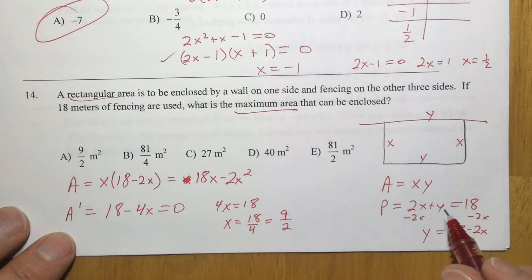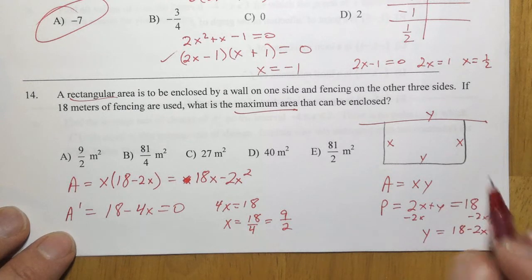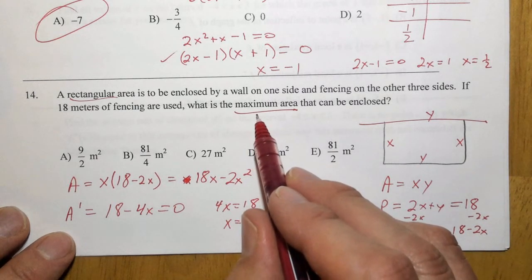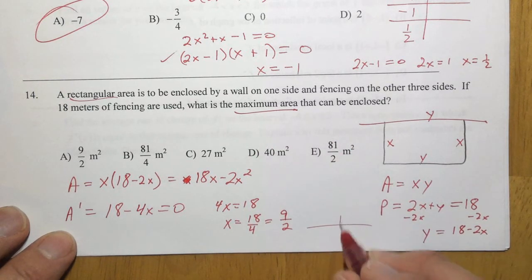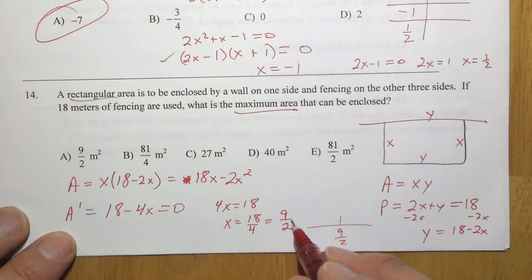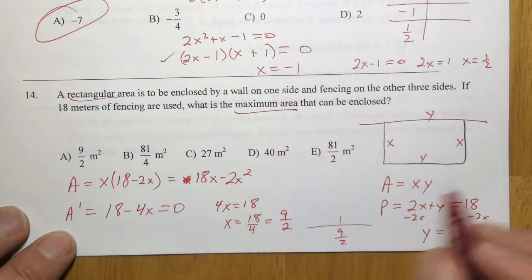All right, so what are we looking for here? We are looking for the maximum area. We only have one critical number, so we don't really have to do a first derivative test. We could, but we'll save some time here. We only got one choice, so this is it. But that's the x value. We're looking for the maximum area.